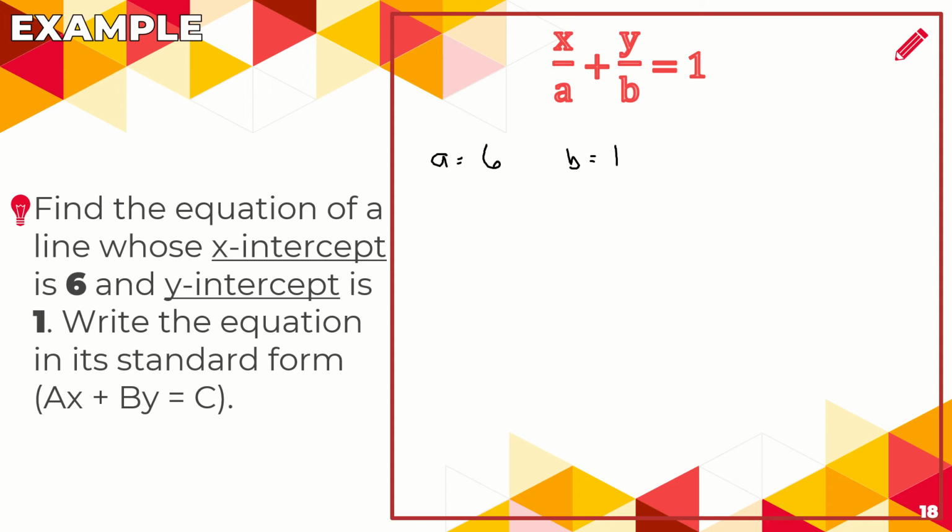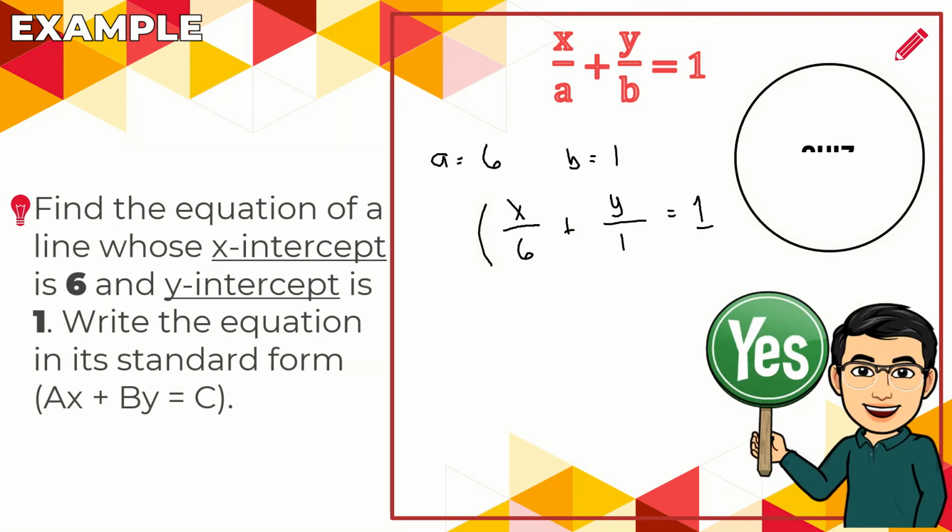First thing to do is to substitute the given. So x over a, which is the x-intercept, 6, plus y over b, which is the value of the y-intercept, 1, equals 1. Based on our denominators, we have 6 and 1. We need to find the LCD. So what is the LCD of 6 and 1? Correct, it is 6. So we need to multiply the whole equation by 6.